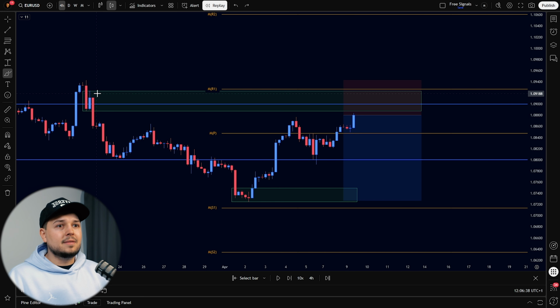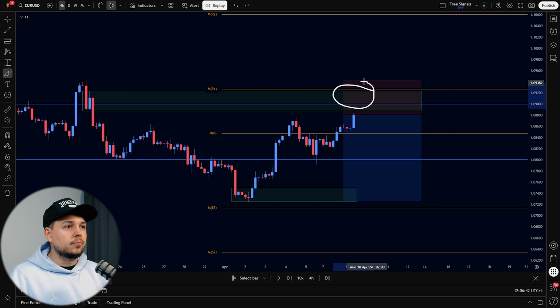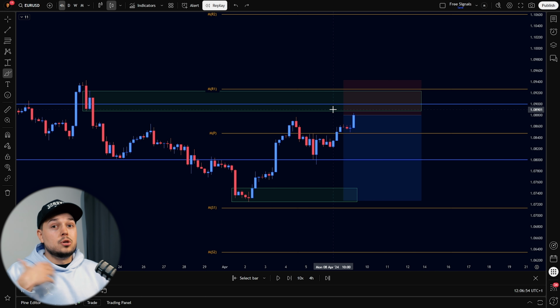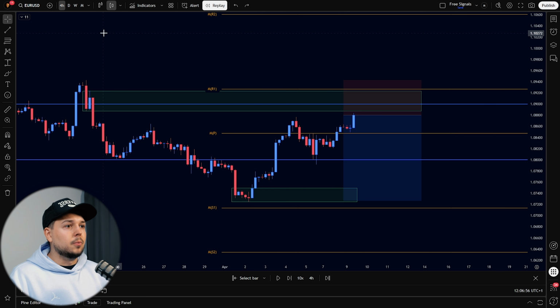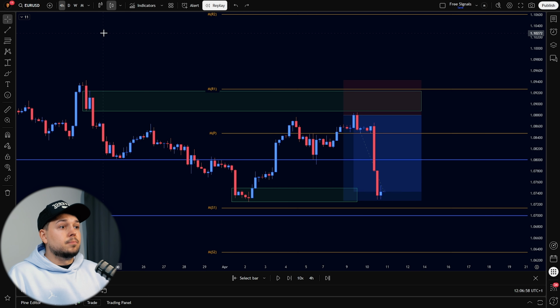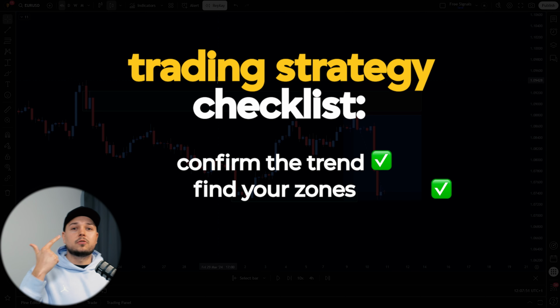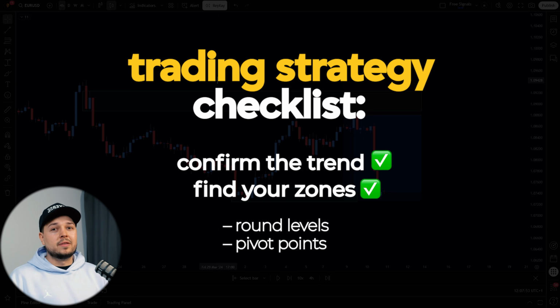The idea is we find a supply level that looks really good and then stack confluence to give ourselves the best edge possible in the market. And these are the trades that are stupid simple, A+, and usually work out really well. And as you can see, it pretty much does exactly that. So, stupid simple checklist: confirm the trend, find your zone, round levels, pivot points, and you're golden.